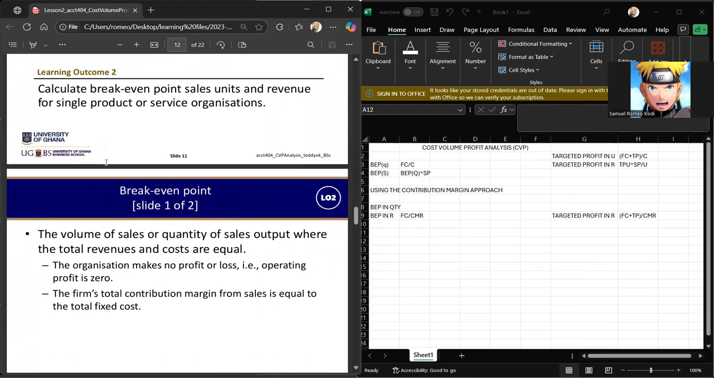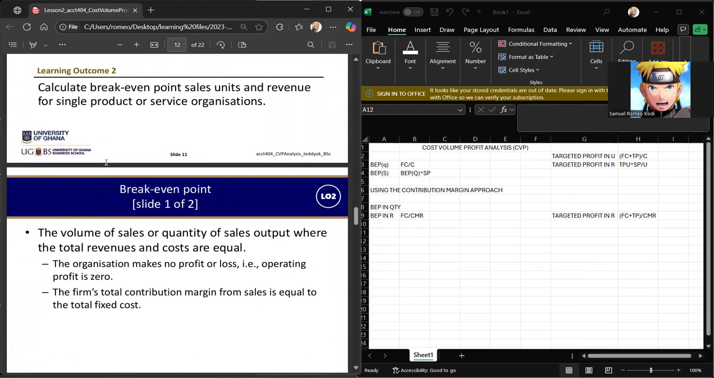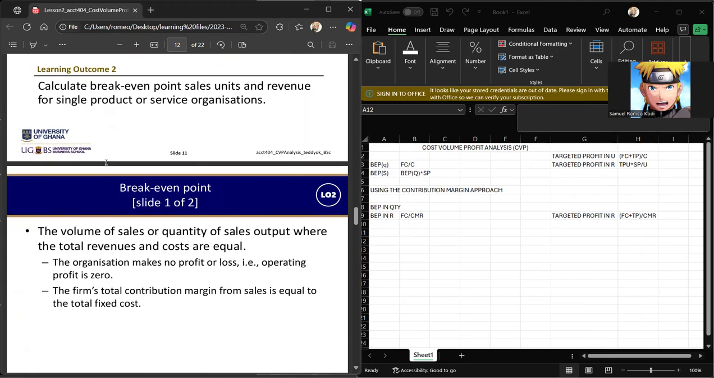So let's go to our learning outcome: calculating our break-even point in sales units and revenue for a single product or service organization.